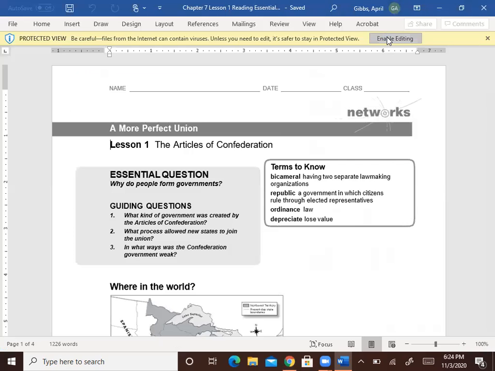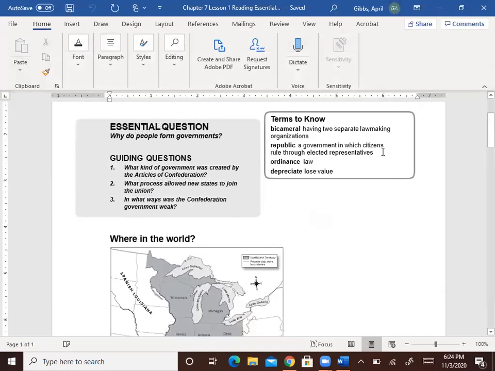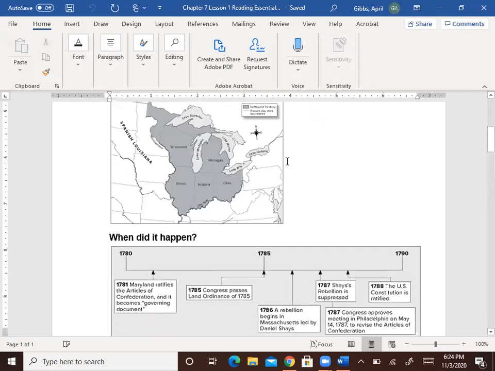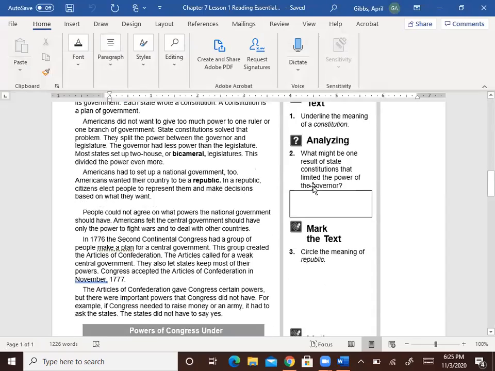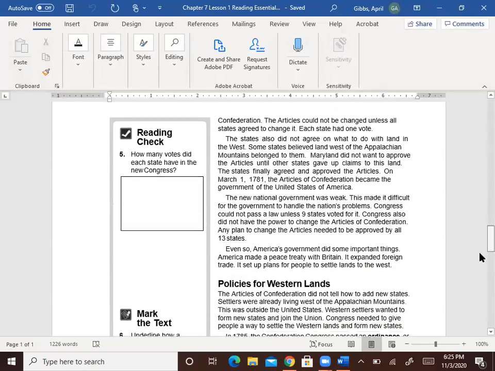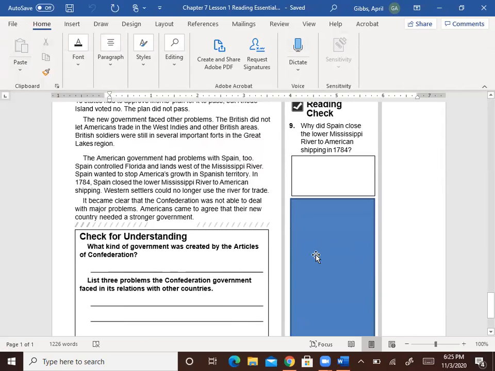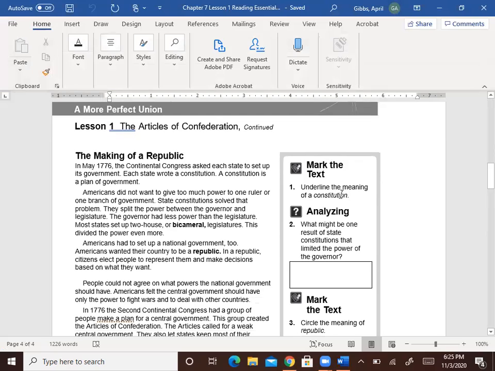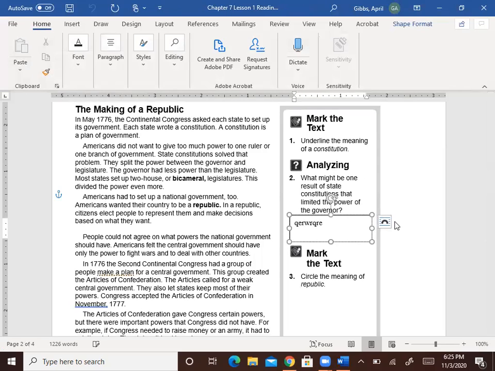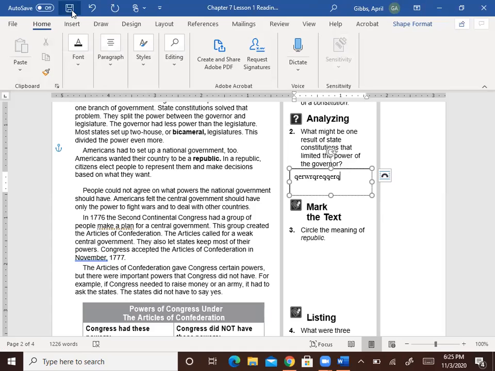Click Enable Editing to start typing. It gives you terms to know in case you don't know what bicameral, republic, depreciate, or ordinance mean. It gives you a timeline. If I don't have it blocked off, I expect you to do it. So this right here means that there was a question that I blocked off, so you don't have to do that. If it's not blocked off, that means I'm going to be grading it. When it says underline the meaning of the Constitution, I'm going to be looking for you to underline the meaning of the Constitution. And then these you should be able to type directly in. Make sure you click save and know where you're saving it, and then upload it for grading.